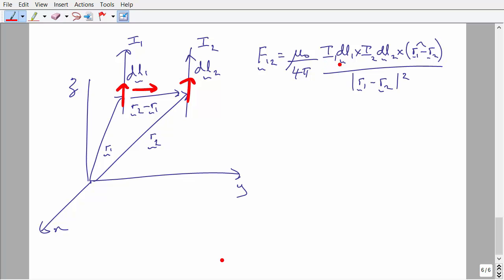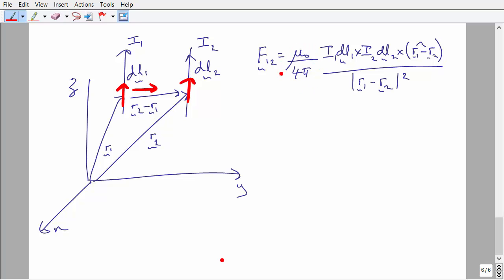You'll notice that we have taken account of the vector nature of the force law through these cross products, and if I were to reverse the direction of either dl1 or dl2, I would reverse the sign of the force. You'll notice that the force drops off as 1 on the square of the distance between the two elements, and we have some constants in here which really are just a consequence of our choice of using SI units.